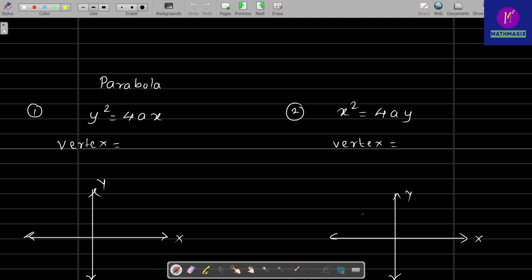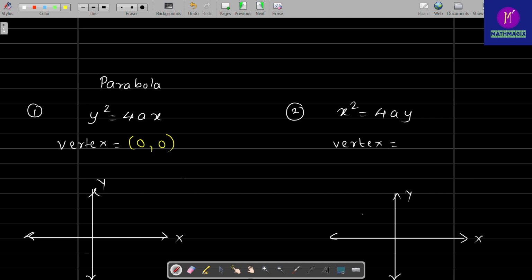Let us first find out the vertex of this parabola. To find the vertex, just see when the left hand side and the right hand side of this equation will be 0. The left hand side of this equation is 0 whenever y is 0 and the right hand side is 0 whenever x is 0. So clearly the vertex is (0, 0).